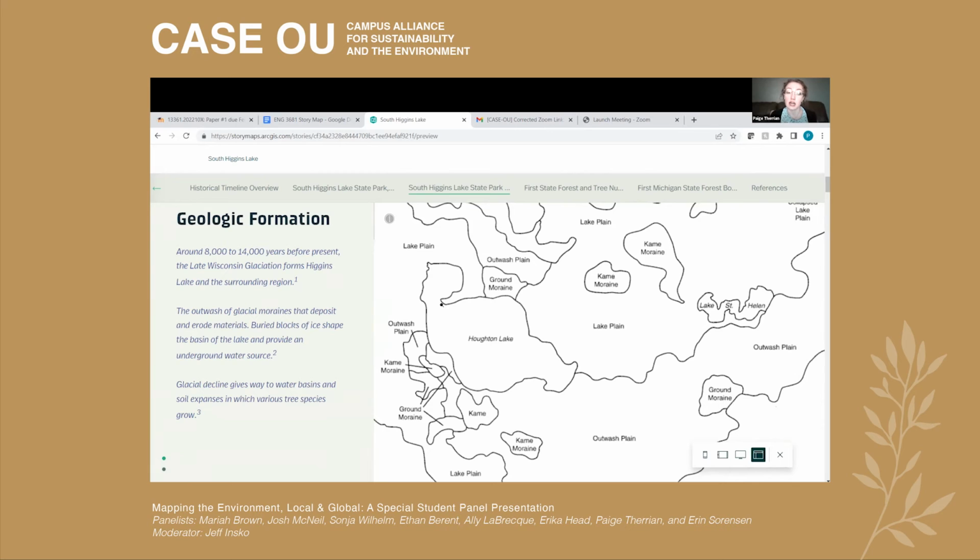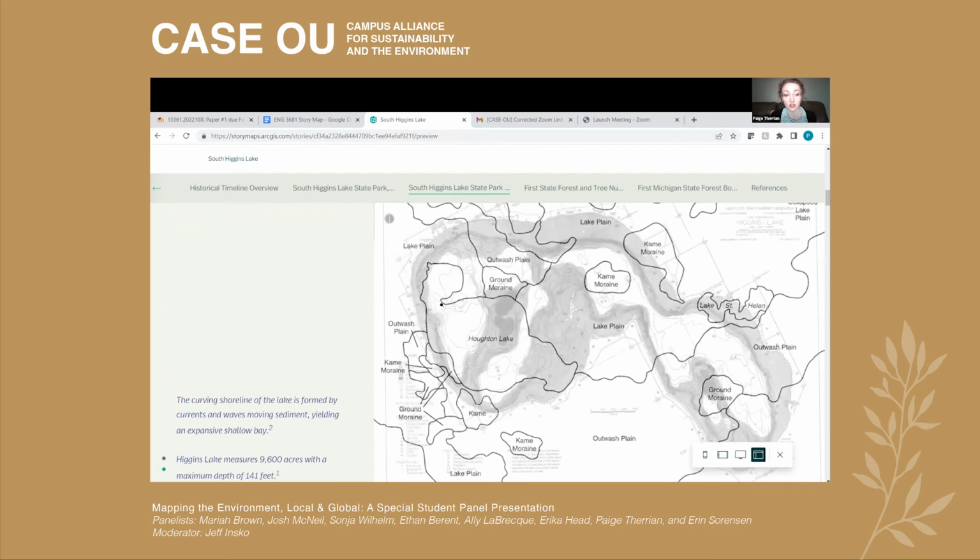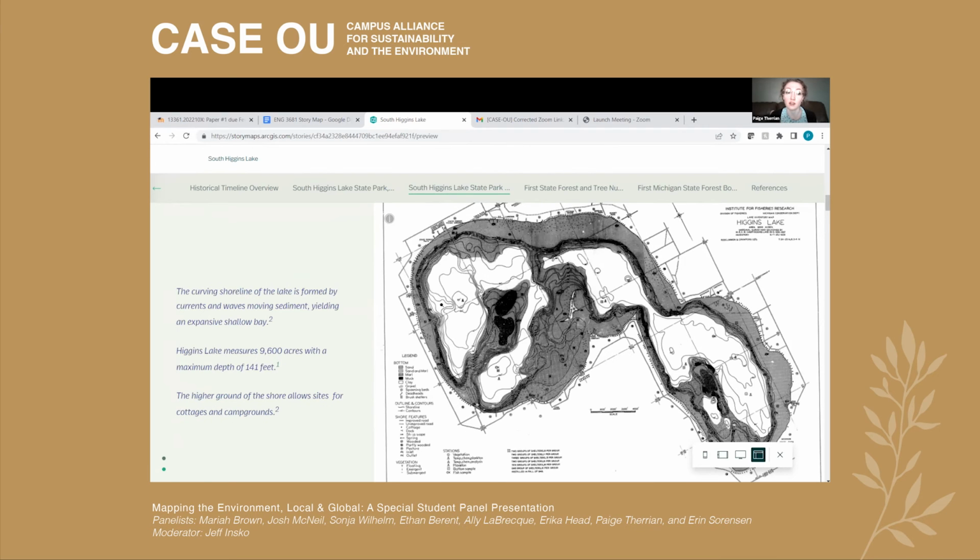Eventually, this glacial decline gives way to water basins and soil expanses in which various tree species grow. And then the curving shoreline of the lake is formed by currents and waves moving sediment, yielding an expansive shallow bay. Higgins Lake measures about 9,600 acres with a maximum depth of 141 feet. But the higher ground of the shore allows for sites of cottages and campgrounds.